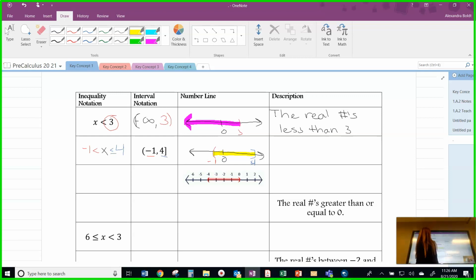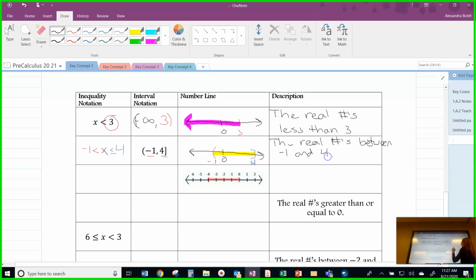Okay? And again, how do we write this? Well, I'm starting at -1 and I'm going to 4. So I'm just going to pretty much say the real numbers between -1 and 4. The one thing we do need to remember is that it is including 4. Any of the two that have a bracket, just right off the page, we have to say that we're including that number. So the real numbers between -1 and 4, including 4.